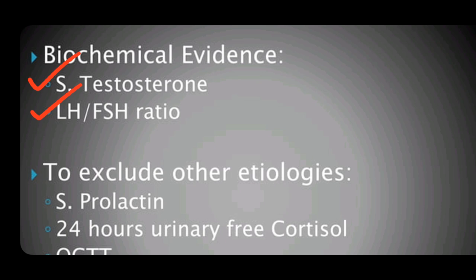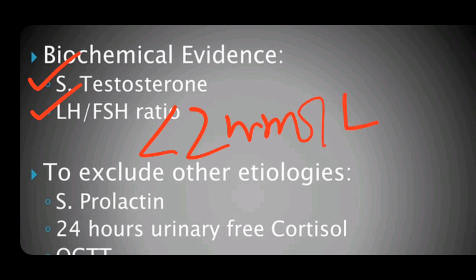Normally, the testosterone level is less than 2 nanomole per liter. In case of polycystic ovarian syndrome, there is minor elevation. The range is 2 to 5 nanomole per liter. It is called minor elevation. But if it is more than 5, then you should exclude other causes of androgen elevation, such as androgen secreting tumor of ovary, androgen secreting tumor of adrenal cortex, congenital adrenal hyperplasia. You should have to exclude this.